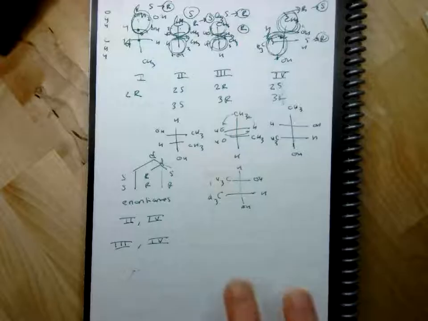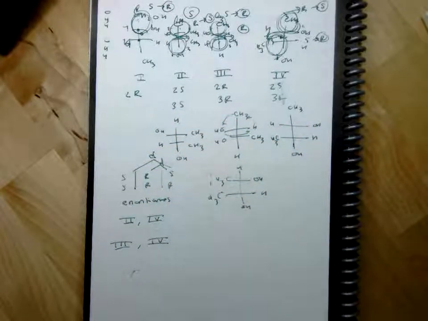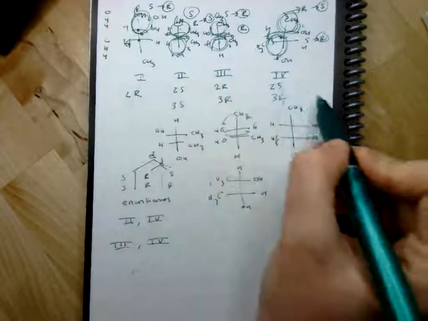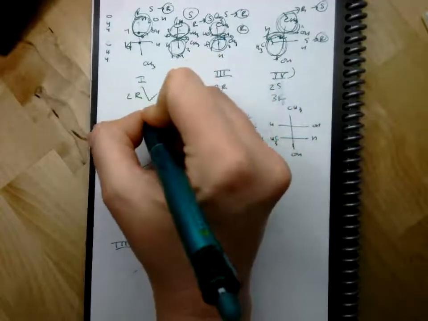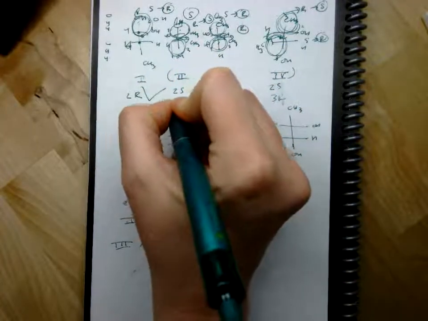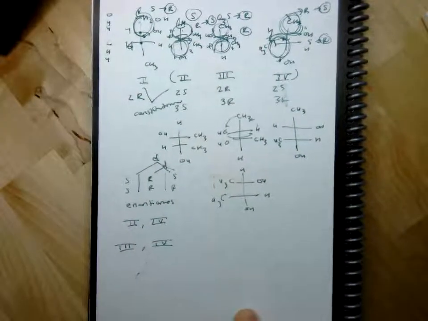Okay, but 1 doesn't have the same number of chiral centers, so I think 1 looks like it is a constitutional isomer because it has 2 alcohol groups. Yeah, it looks like a constitutional isomer. 1, 2, 3, 4 carbons. So the relationship of 1 with all of these other ones is constitutional. But there's 2 different sets of diastereomers.